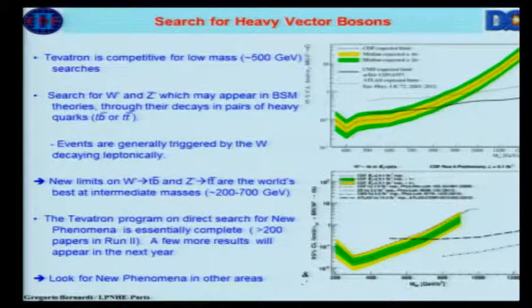Regarding direct search for new phenomena, the Tevatron is competitive for low mass search, typically below about 500 GeV. We have recent results on W prime and Z prime, which may appear in BSM theories, and these decay to tb̄ or tt̄. These events are generally triggered by the W decaying leptonically. The new limits shown here are the world's best at intermediate mass, typically between 200 and 700 GeV, and then indeed the limits from the LHC take over.